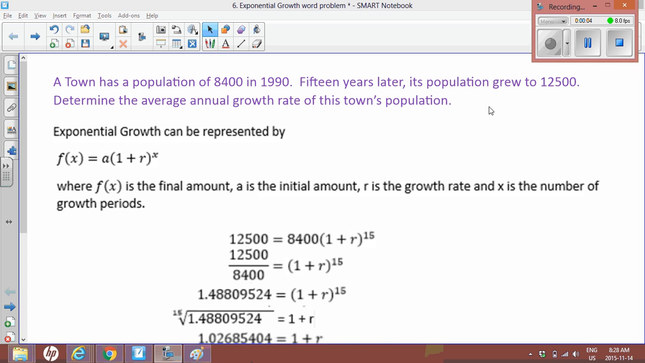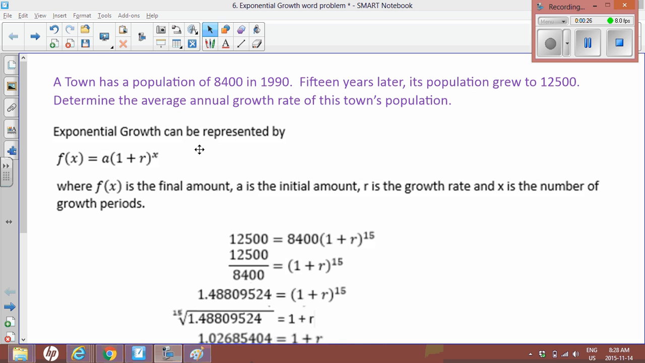In this video, we're going to solve the following exponential growth word problem. A town has a population of 8,400 in 1990. 15 years later, its population grew to 12,500. Determine the average annual growth rate of this town's population.